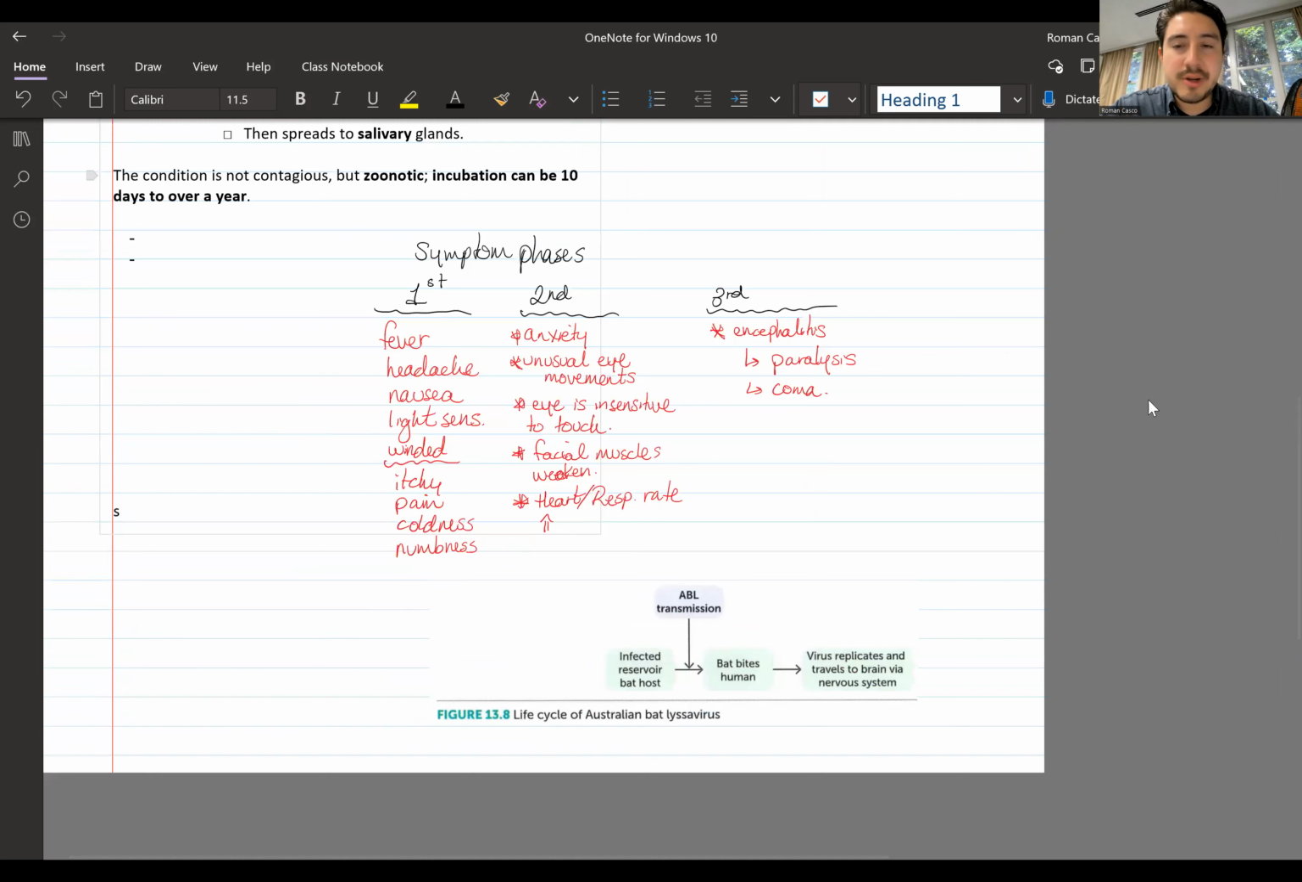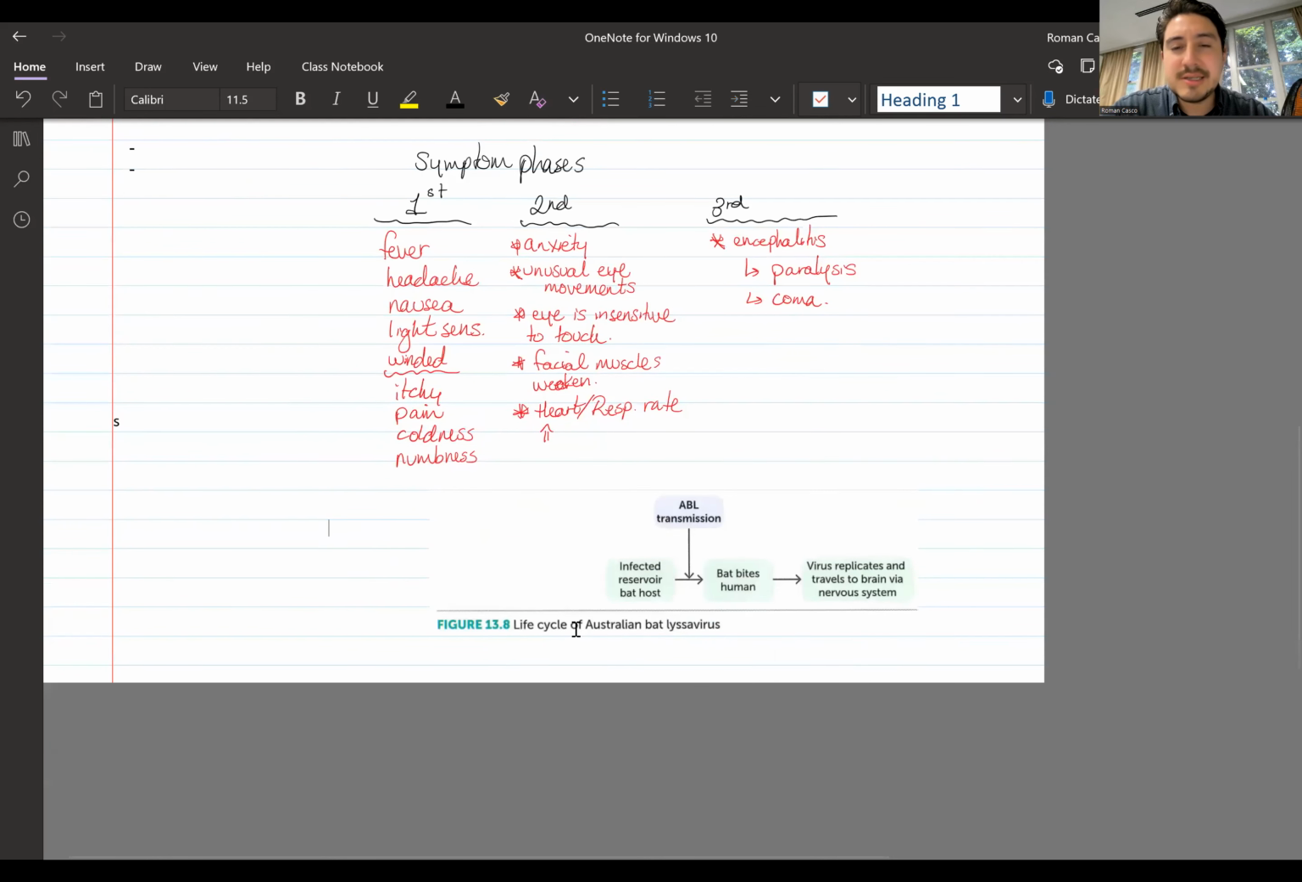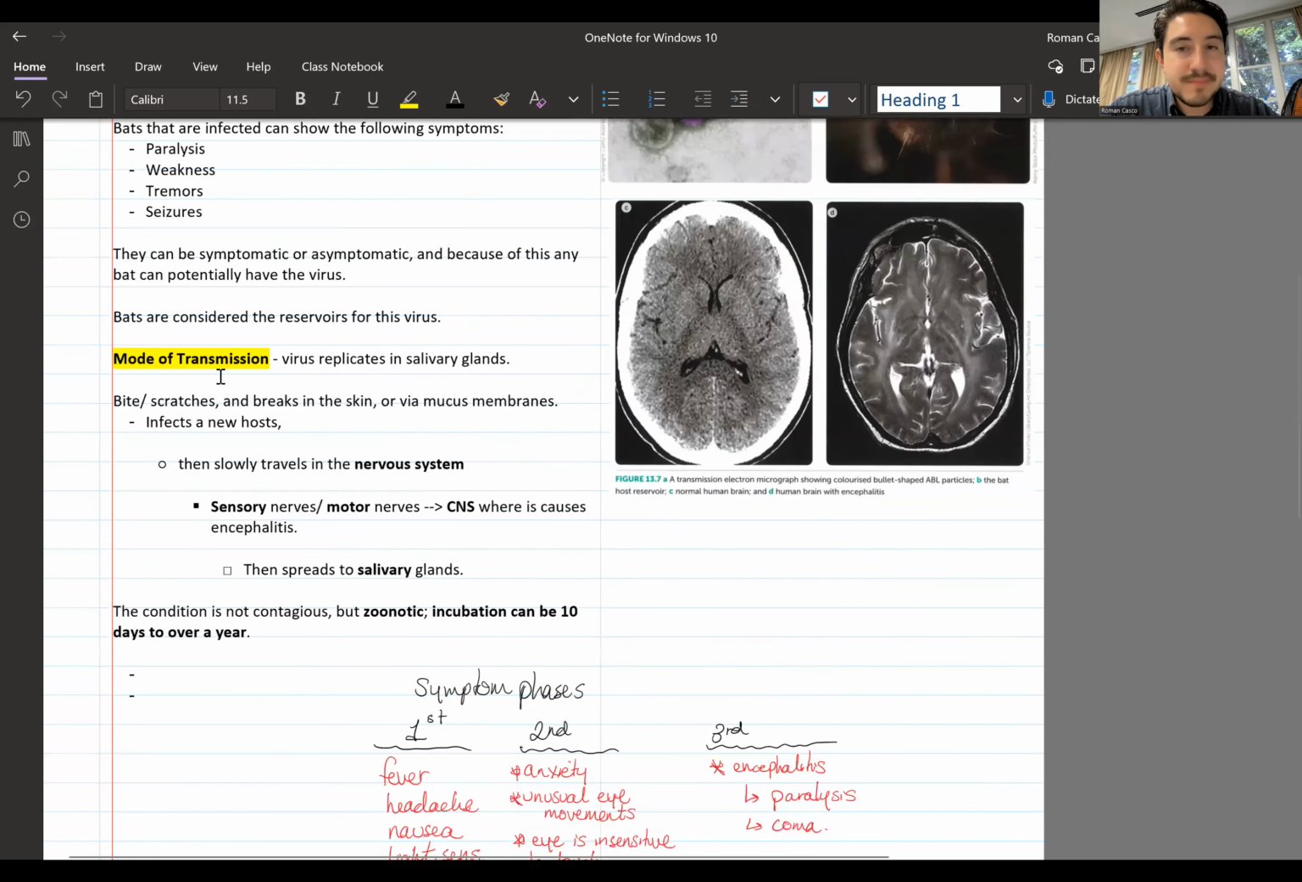So here's a little summary representation just to get a broad sense of what you have there. Okay, so you have your bat host, then you can get that transmission via a bite, right, to a human, and then you have the whole symptoms in the body.